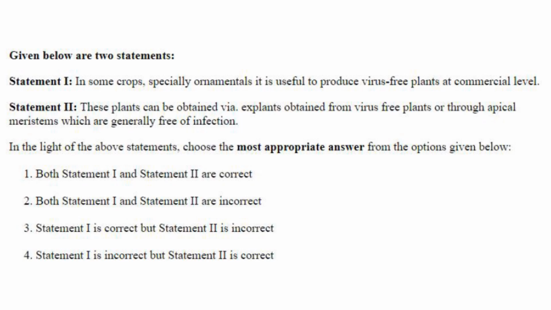Then next one. In some crops, especially ornamentals, it is useful to produce virus-free plants at commercial level. That's correct. These plants can be obtained via explants obtained from virus-free plants or through apical meristems, which are generally free of infection. That's also correct. So both statements 1 and 2 are correct. Answer is option 1.